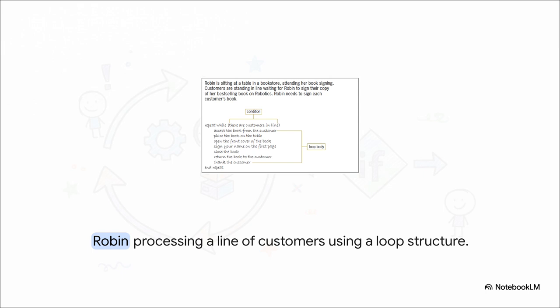Here, we've wrapped those exact same 7 instructions inside a loop body. We just give Robin a single rule: repeat while there are customers in line. As long as that is true, Robin processes the loop body. The beauty here is that these few lines of instruction dynamically handle 1 customer, 100 customers, or 10,000 customers. We don't have to change the code at all based on the size of the crowd. Boom! That is the raw power of the repetition structure.